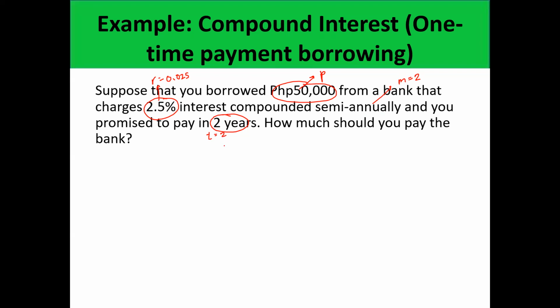Now for the question, we're looking for the amount that we have to pay the bank. That means the amount borrowed plus the interest charges, which is the maturity value F. So in compound interest, the formula for F is given as follows. If we substitute the appropriate values for P, R, M, and T, we get the following solution. And then using our calculators, we get 52,547.27 as the amount that you need to pay the bank at the end of 2 years.